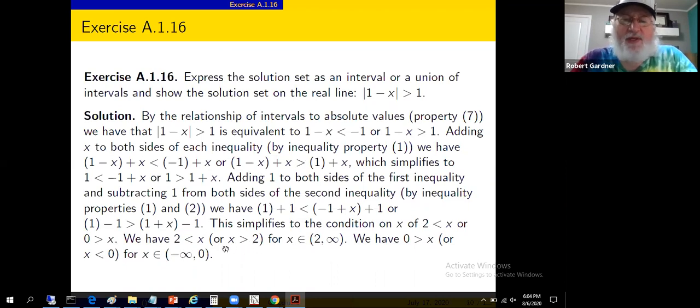These are usually easier to read if you write the x first, so it requires me to move some things around. But we get this first condition satisfied when x is greater than 2. That's the interval from 2 to infinity. The second one is satisfied when 0 is greater than x, better yet, when x is less than 0. As an interval, that's the interval from negative infinity to 0. So if x is an element of either this interval or that interval, then it will satisfy the given inequality.